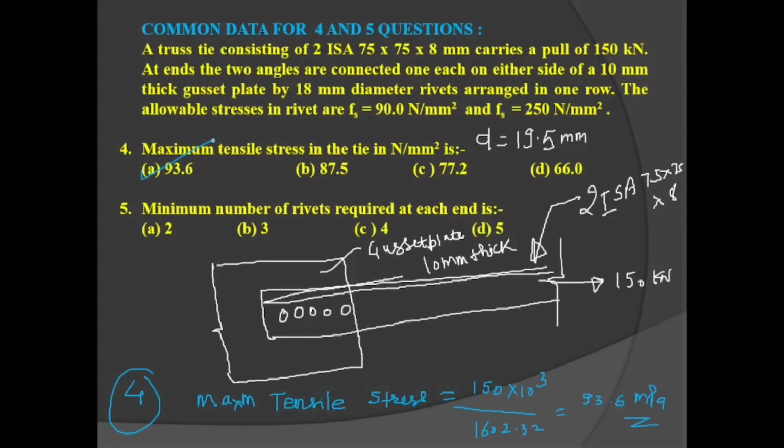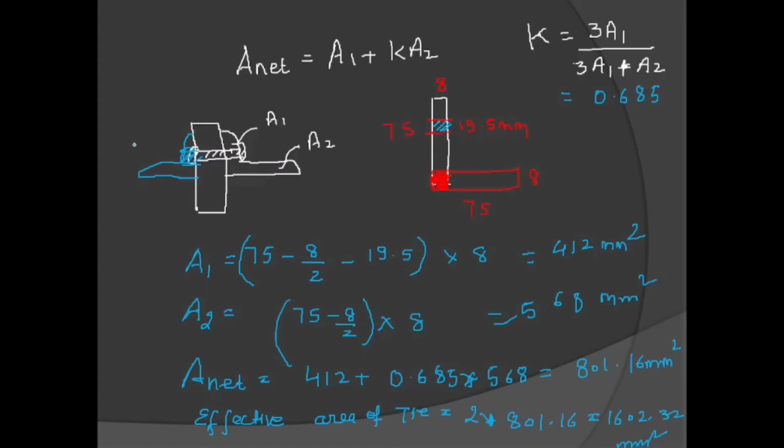Now question number 5. Minimum number of rivets required, but minimum number of rivets is calculated on the basis of the rivet value. Initially we have to calculate the rivet value, since in this particular diagram rivets are subjected to double shear. Here one shear, one shear. So let's solve question number 5. The gross diameter is 19.5 mm, that is okay. So rivet value we have to calculate.